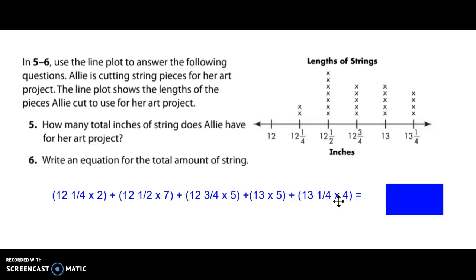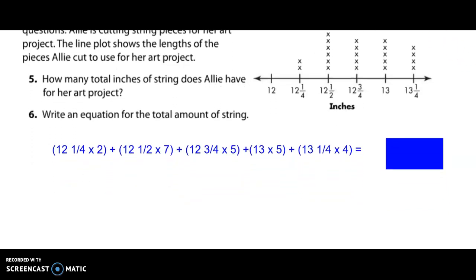Okay, so I have 12 and 1/4 times 2. Now, we've talked about how, and I'm going to recommend for a lot of you that, instead of doing the multiplication, you do the repeated addition, because this can get pretty intense pretty quickly here. Okay, so we have 12 and 1/4 times 2. So I have two options.